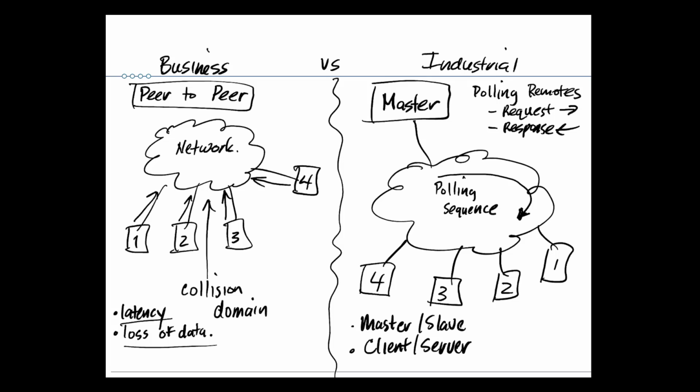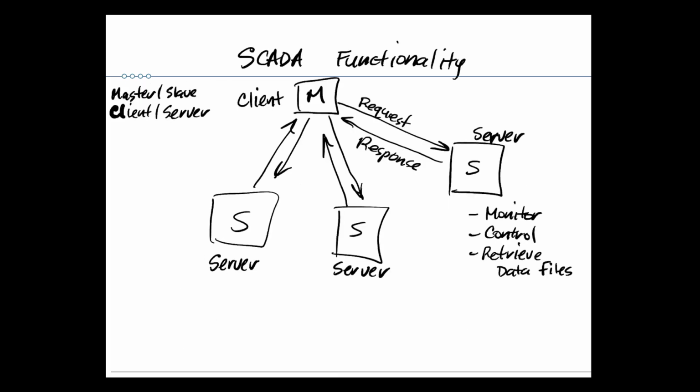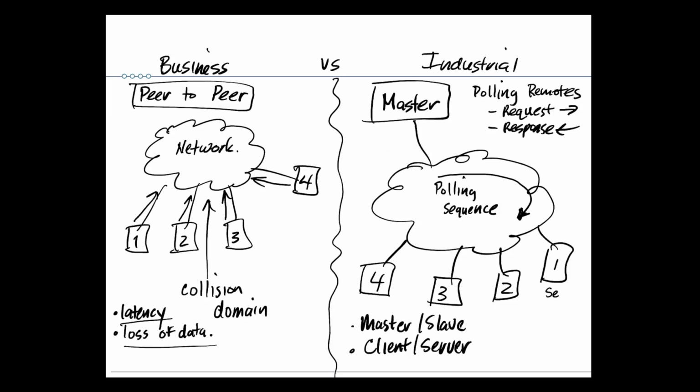So we have requests and responses that go on as part of the polling sequence one at a time. If we think of these as being our servers or our remotes, these are all names that are used for these remote devices out in the field, whether they be substations or gas compressor stations or whatever. We have servers, remotes, or slaves. So the master, the client, the Modbus master or client, polls each one of these servers one at a time.